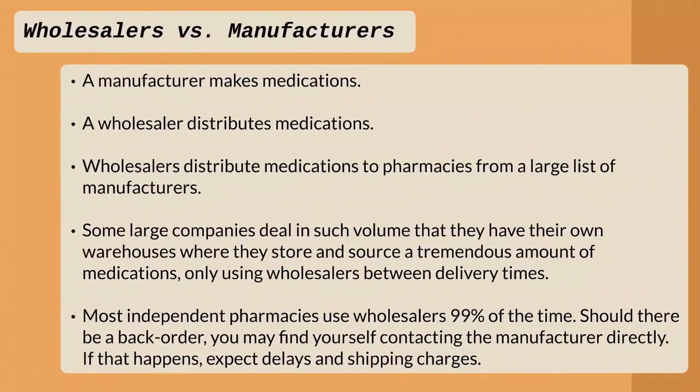Now to discuss the difference between wholesalers versus manufacturers. A manufacturer makes the medications, whereas a wholesaler distributes the medications. Wholesalers distribute medications to pharmacies from a large list of manufacturers. Some large companies deal in such volume that they have their own warehouses where they store and source a tremendous amount of medications, only using wholesalers between delivery times. Most independent pharmacies, on the other hand, use wholesalers 99% of the time. Should there be a back order, you may find yourself having to contact the manufacturer directly. If that happens, definitely expect delays as well as shipping charges. So it's always easier to go through the wholesaler.